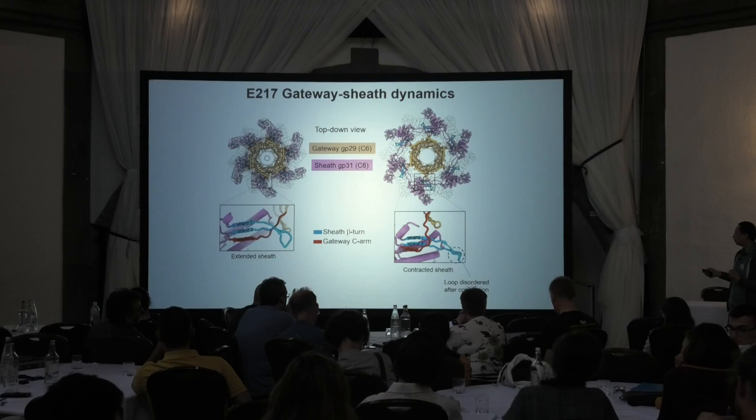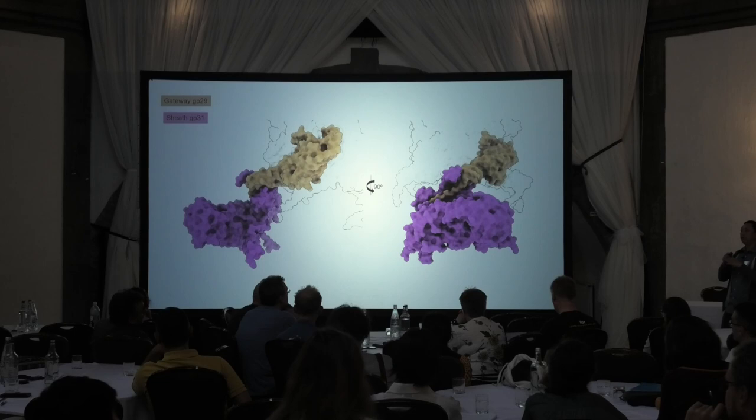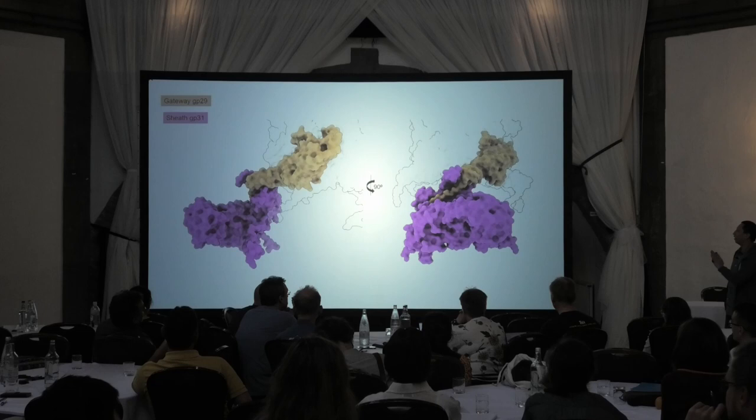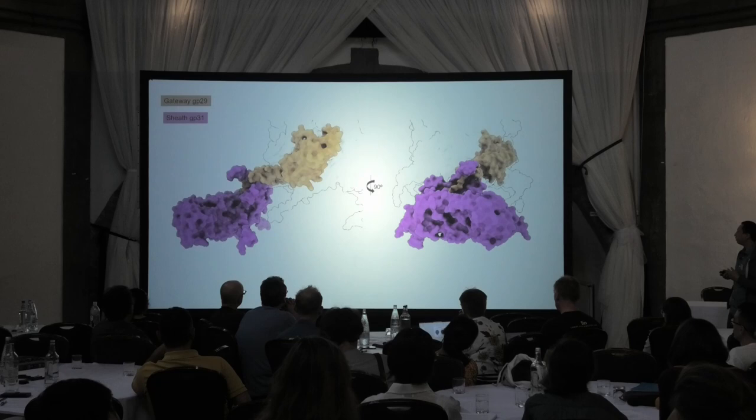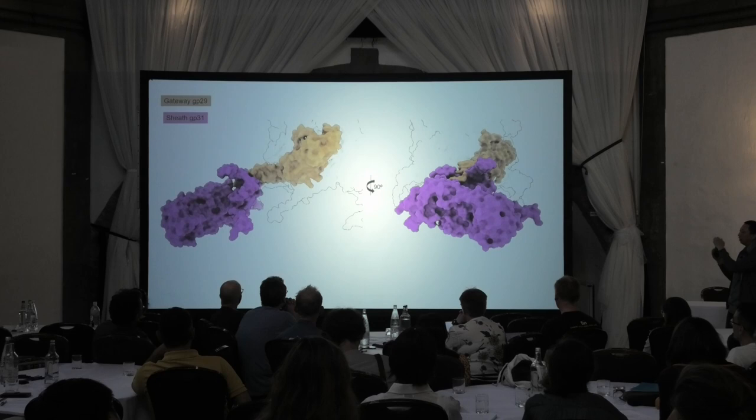So this is the moving morph in the camera view, but maybe it's not real, because you will see the C arm just go over the sheath. It's like this. Yes, it goes through, but actually the arm of the C is very flexible. I assume that it will just open up and let the gateway protein go around.